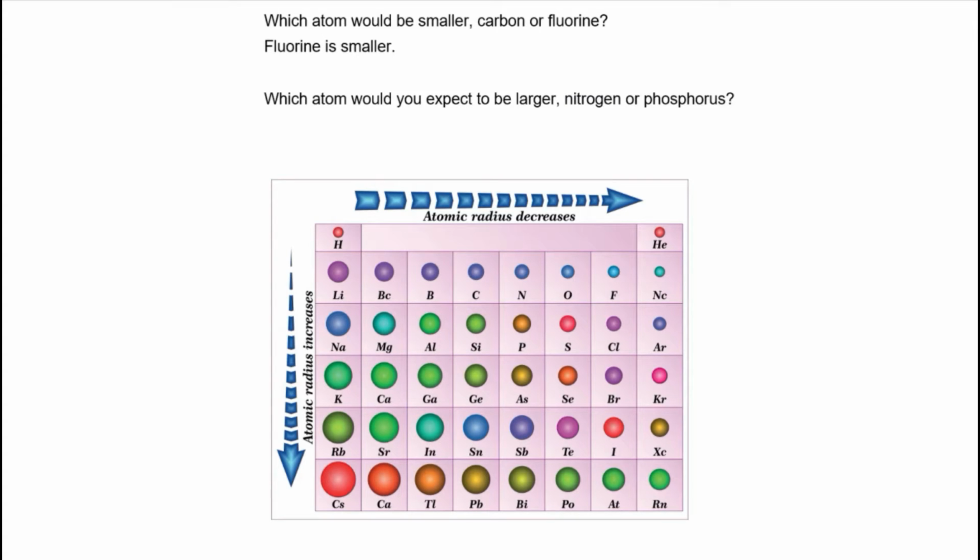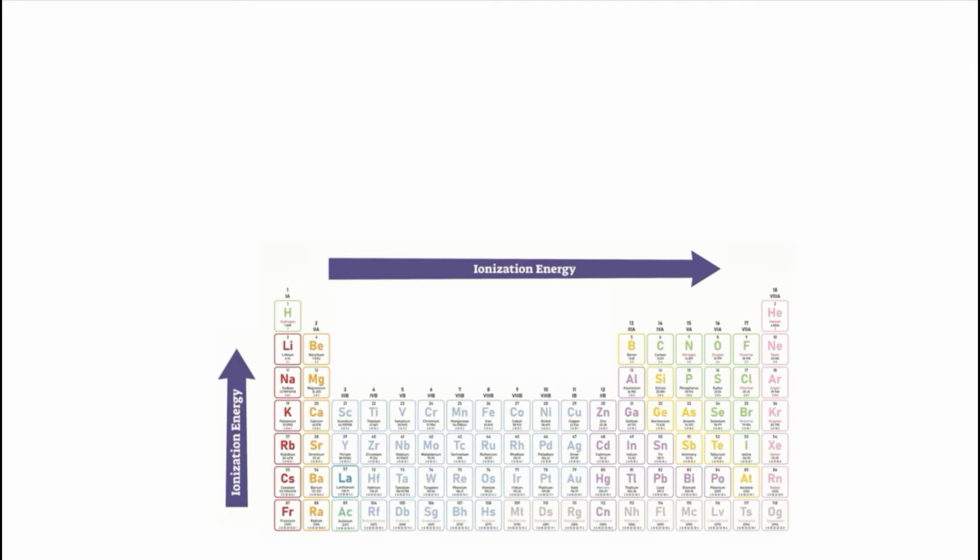Now let's compare nitrogen and phosphorus. Specifically, let's predict which one is going to be larger. So here is nitrogen, here is phosphorus. Of course, our trend is to increase as we move down the periodic table, so phosphorus is going to be the larger atom. Of course, these are just trends. There are always exceptions to the rules, but it's generally helpful to know how atomic size changes as you move around the periodic table.